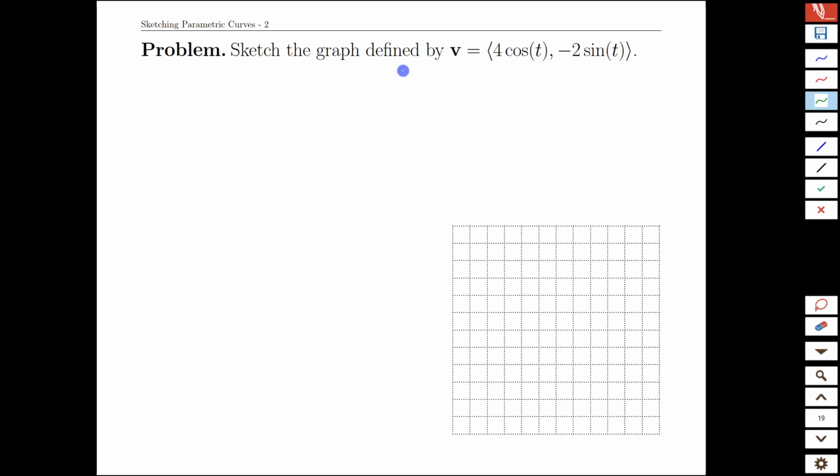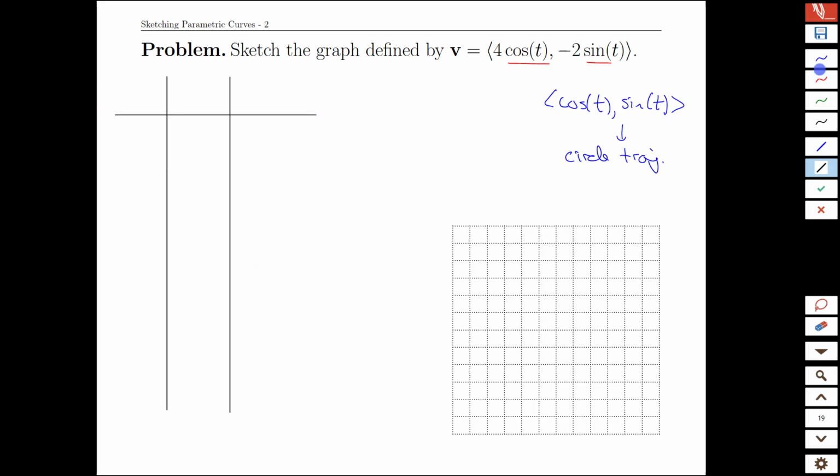All right, to sketch the graph defined by v of t is equal to 4 cos t and minus 2 sin t. Interesting. So this has the same pattern as cos t, sin t, which we saw earlier, which gave us a circle trajectory. So what we'd expect with these small tweaks to it, this 4 coefficient and negative 2 coefficient, is that we're going to see something like a circle, but slightly changed. Never hurts to guess what might have changed, so think about that for a moment before we dive in.